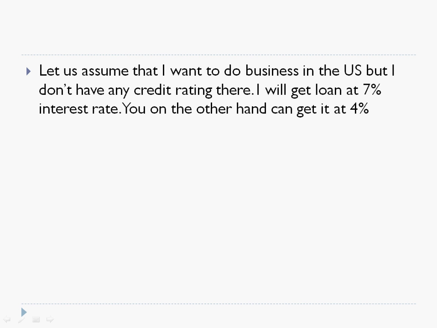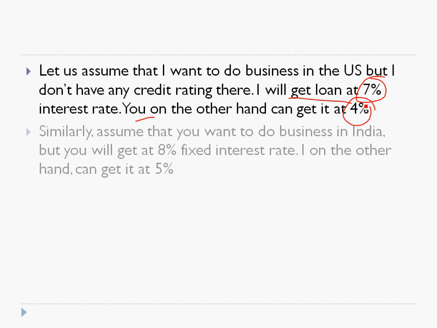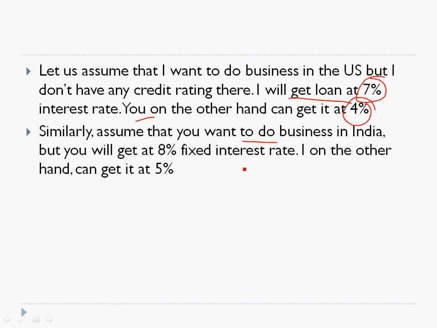For example, I am an Indian and I want to do business in US, right? But I don't have credit rating there. I'll get a loan at 7%. You on the other hand are American, your credit rating is good, you get loan at 4%, right? Similarly, you want to do business in India but you get 8% rate of interest and I am getting 5% rate of interest. So what would we do?